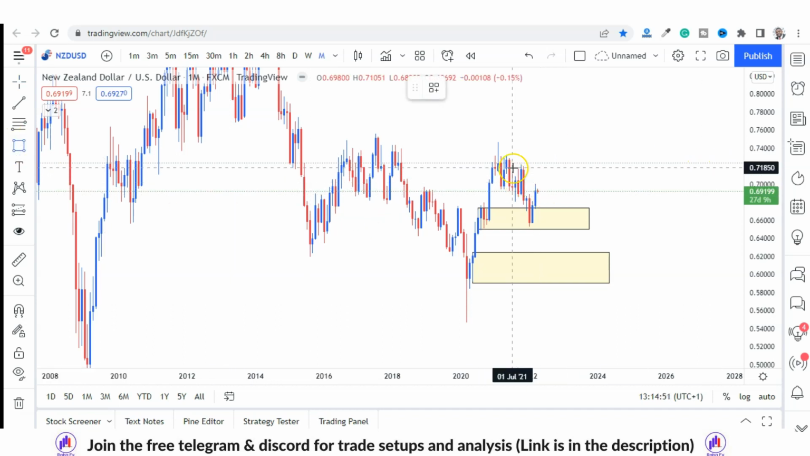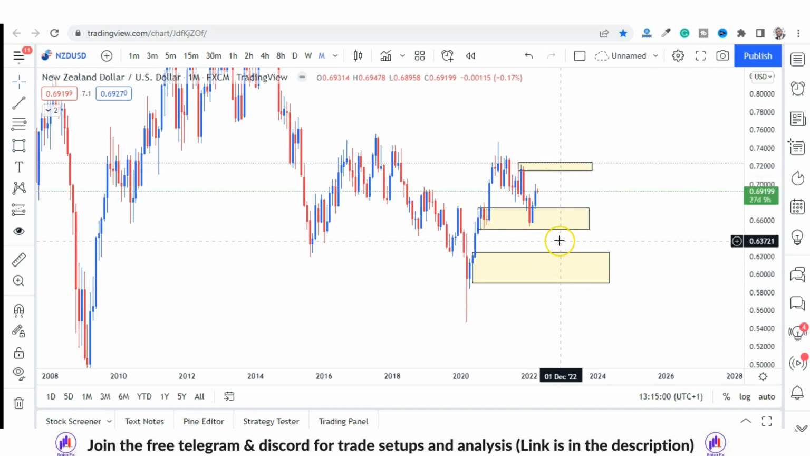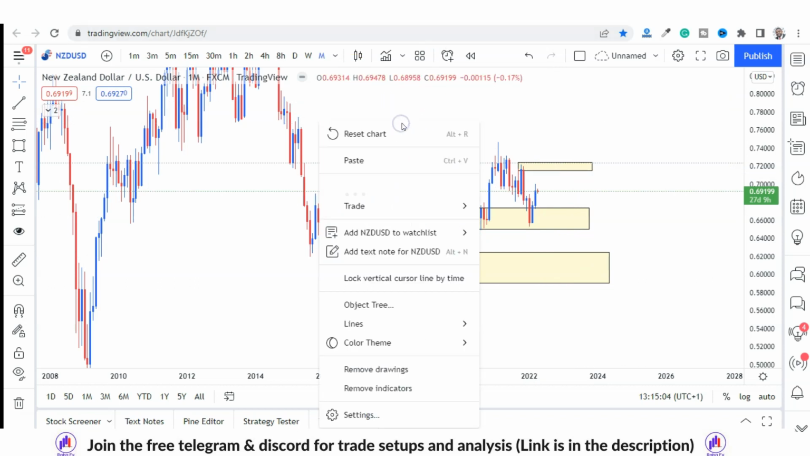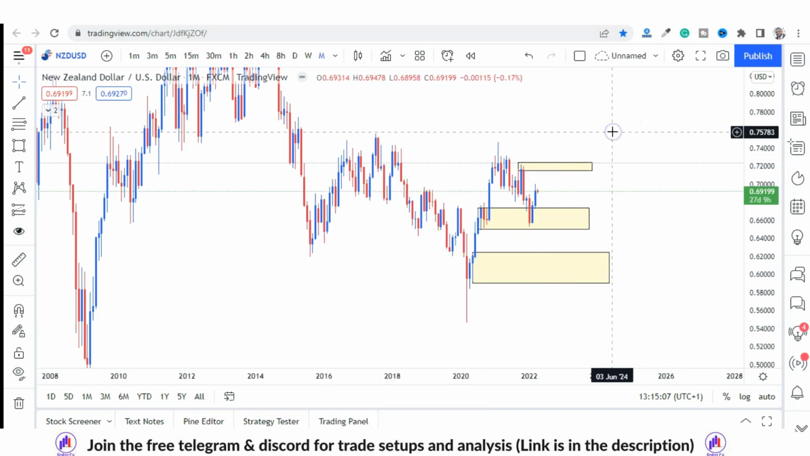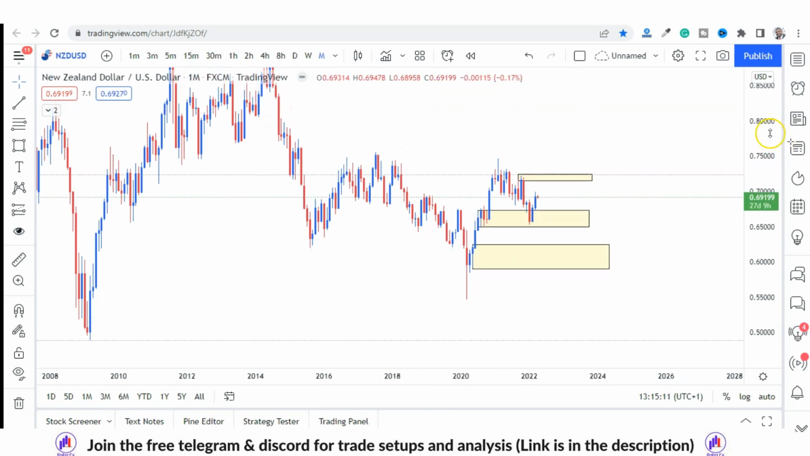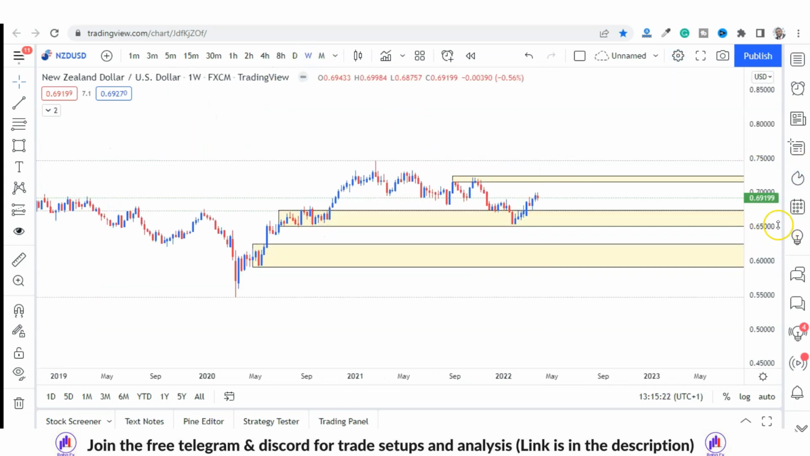Probably there might be some levels in here, some zones in the lower time frame that will enable price to move lower. Okay, so the New Zealand dollar US dollar pair on the monthly favors the bullish side, but currently is favoring the bearish side. Price comes back in here before we move higher. Now the weekly will give us a better picture.